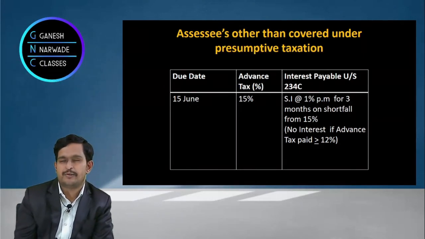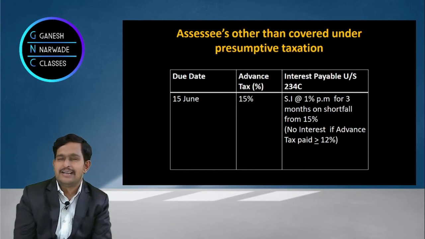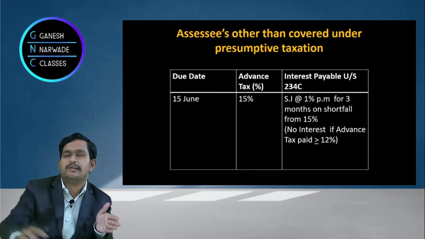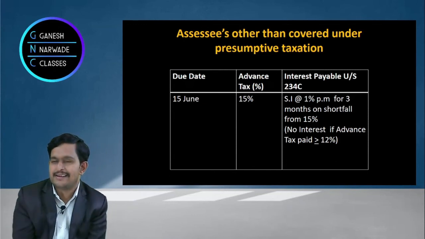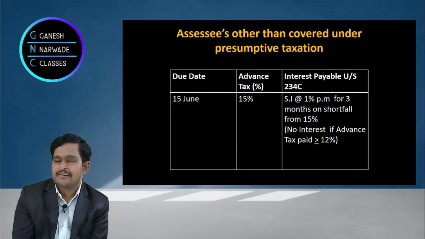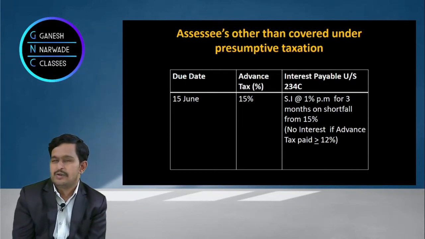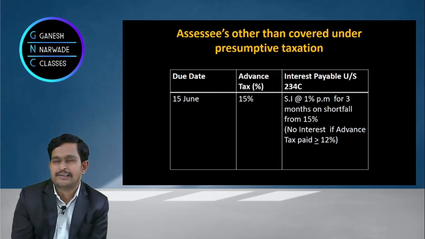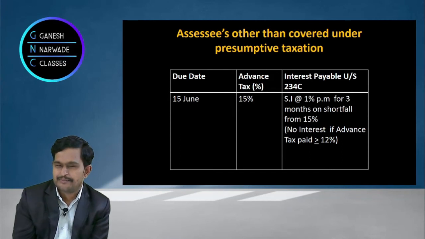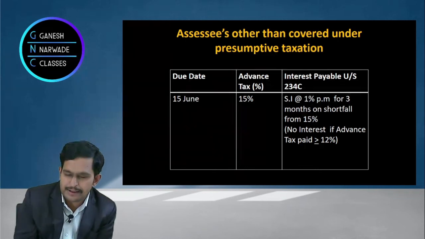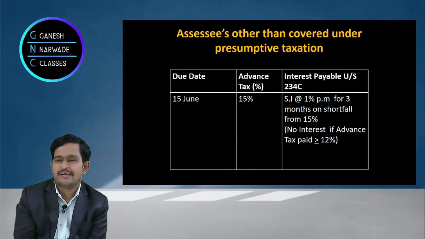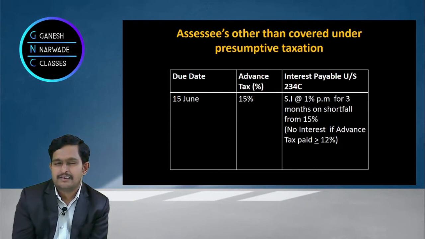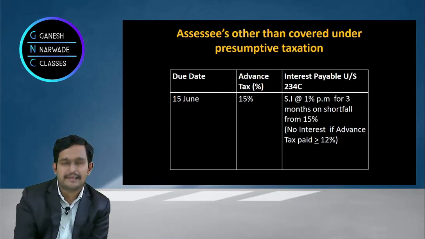Now a question to all of you. Carefully. At the start of the year, do you know what your total income for the year is? Can you correctly estimate the tax? Here you cannot. So that's why if you paid at least 12% of the correct tax, then no problem. But if you paid even less than 12% or you did not pay at all, then 3% per month, no, per quarter will be applicable.